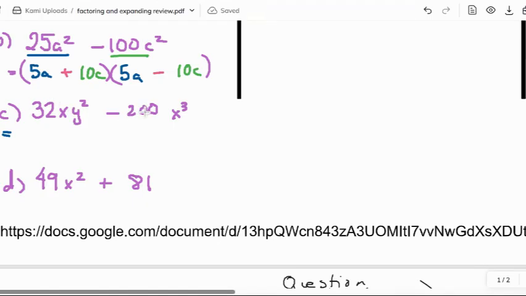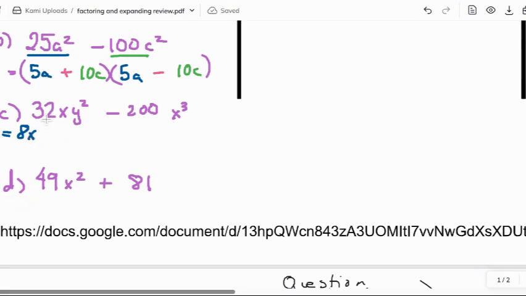Does 8 go into... Yeah, 200 divided by 8 is 25. Oh, perfect. Okay, so it's going to be 8. What else? What's the variable that they both share? Good.